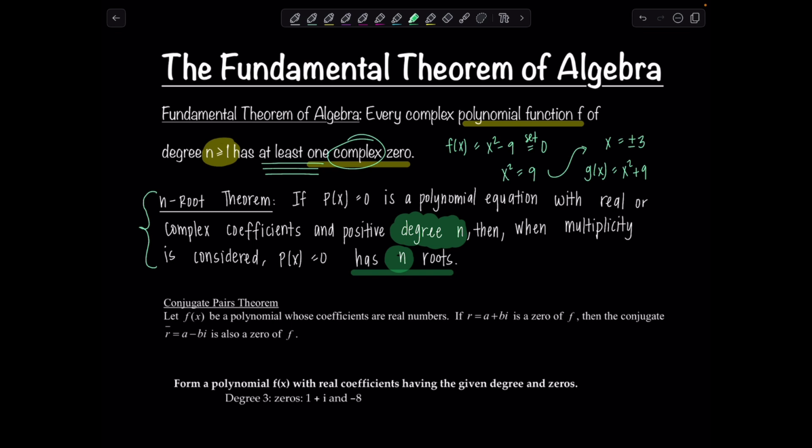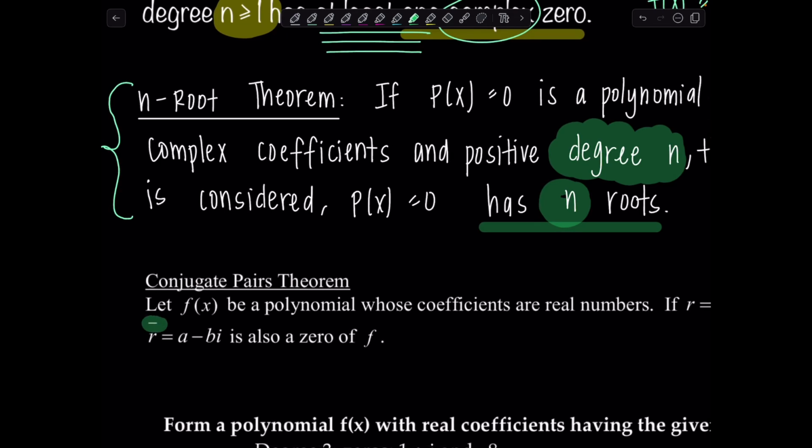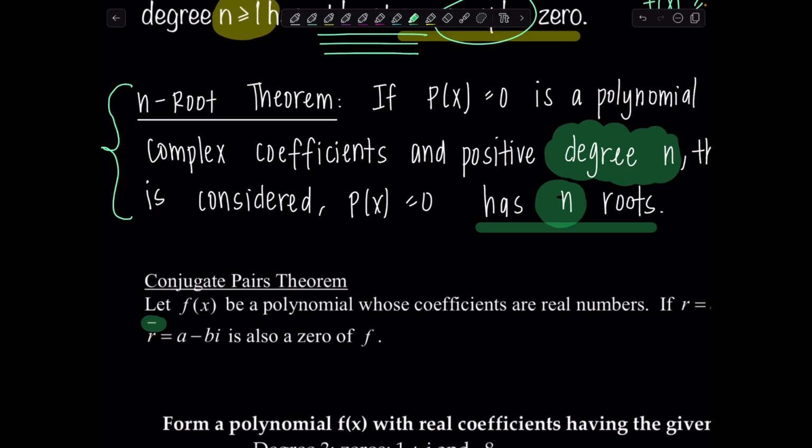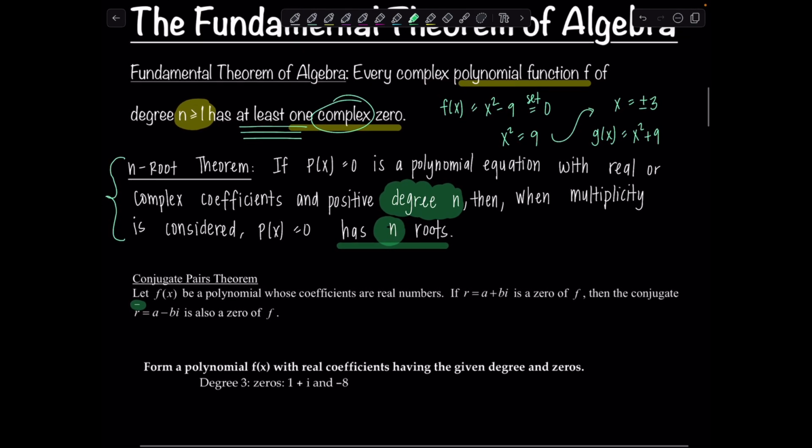And when that happens, it's helpful to know what the Conjugate Pairs Theorem tells us. That's next on the docket. So lastly, let f of x be a polynomial whose coefficients are real numbers. If r equals a plus bi is a zero of f, then the complex conjugate, which we denote by putting this little bar on top, a minus bi, is also a zero of f. So here's the thing to remember. When a polynomial has an imaginary zero, a complex zero, a plus bi, it will always have a minus bi as a zero as well.